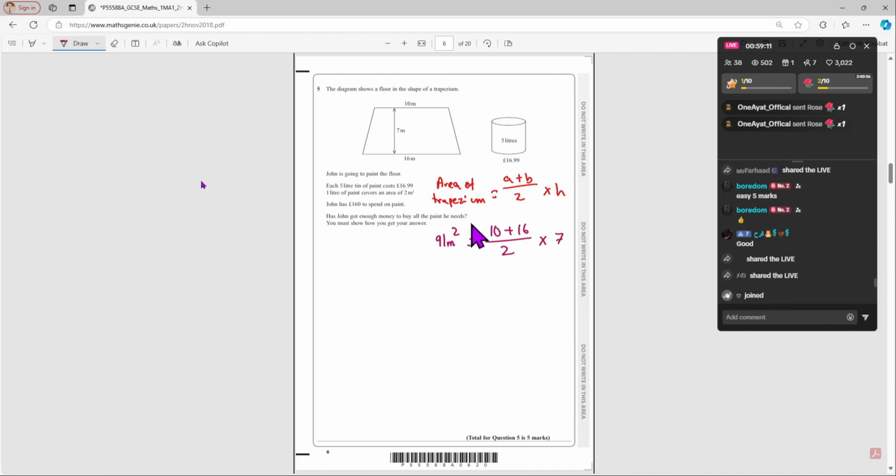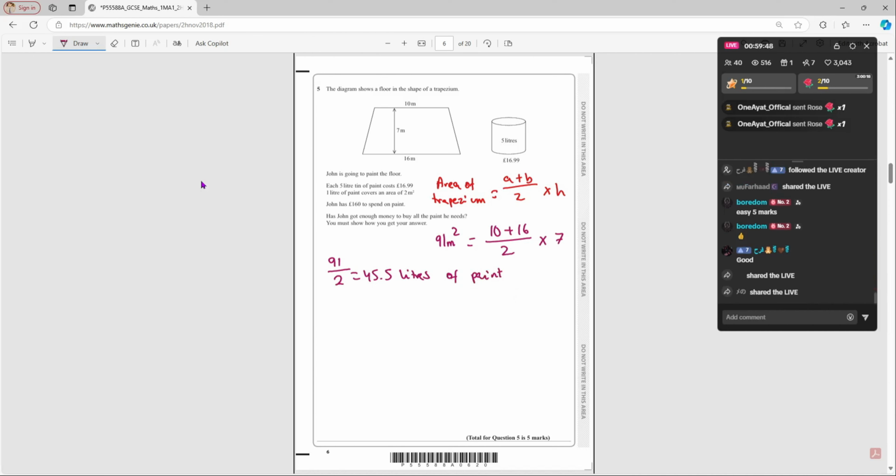Now what we have to do is work out how much paint he needs. We know that 1 liter of paint covers an area of 2 meters squared. So we're going to do 91 divided by 2 to work out how many liters of paint we need, to get 45.5 liters of paint, which is needed. So we know how much paint we need.